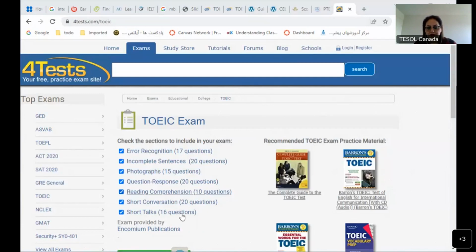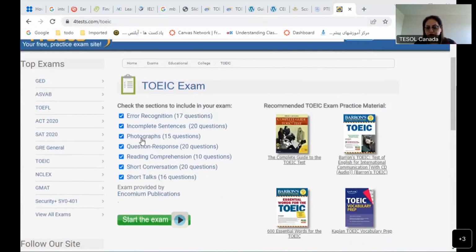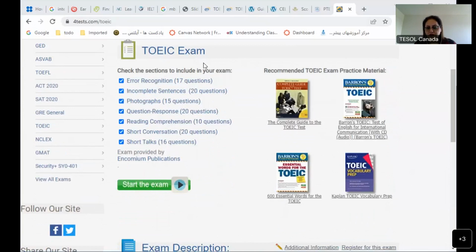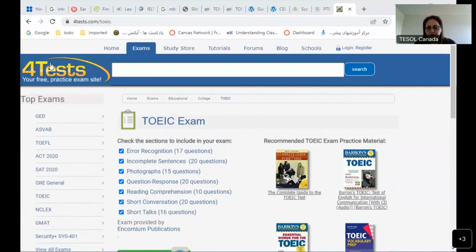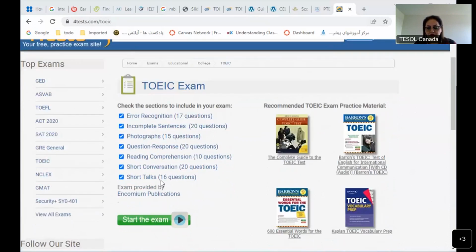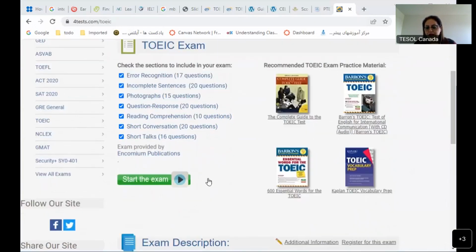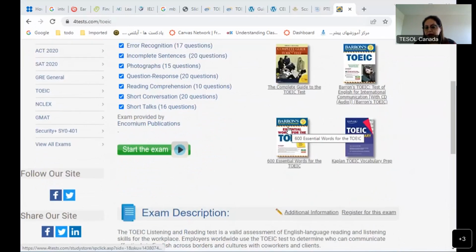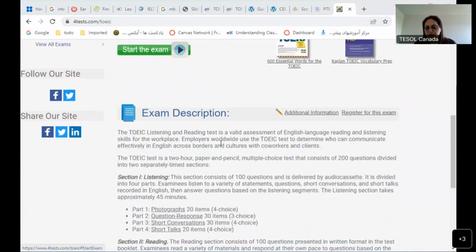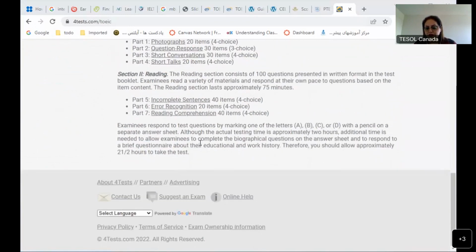Okay, so here you can see the different types of questions, and you can take the TOEIC exam for free. This is for free, 4 tests. It also has TOEFL and GMAT, but here is for TOEIC. So error recognition, incomplete sentences, photograph, question response, reading comprehension, short conversation, and short talks. If you would like to study Barron's on TOEIC, you can download it here, or TOEIC vocabulary. And here you can see the exam description, the whole thing.